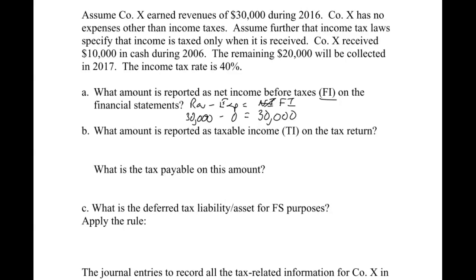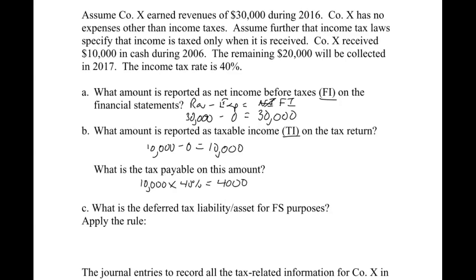It also says, what amount is going to be reported as taxable income on the tax return? Remember, we're comparing this financial income and taxable income. In taxable income, remember, we recognize it as revenue only when it is received. So we'll have 10,000, no expenses, so taxable income is 10,000. What is the tax payable on this amount? Remember, the income tax payable that's going to go on our balance sheet and be part of our journal entry is always taxable income times the rate. So that amount is 4,000.